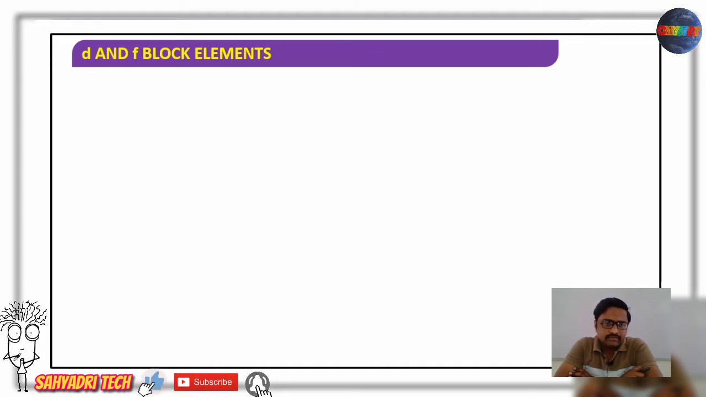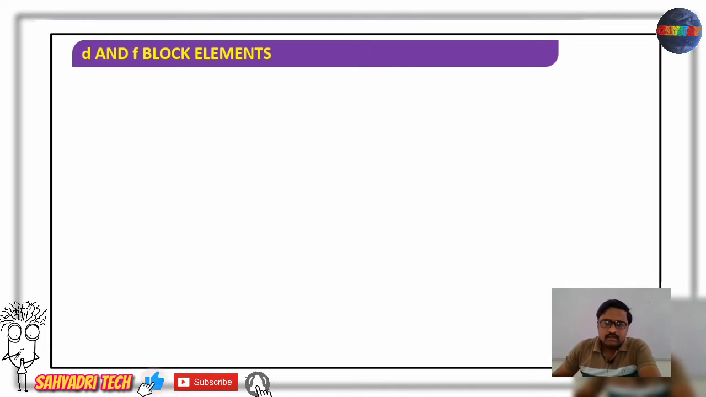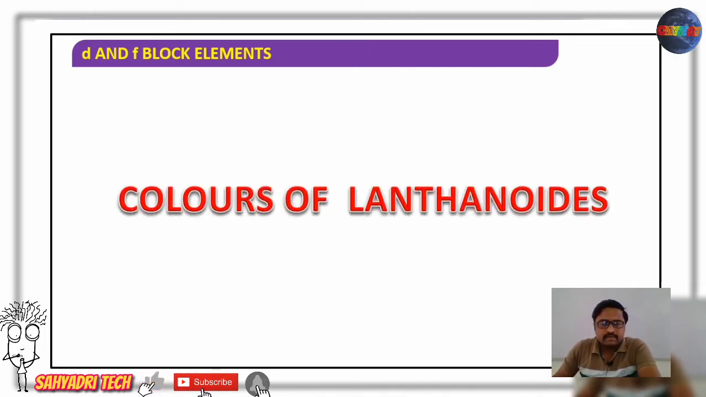In the last session we completed the atomic and ionic radii of lanthanides, and we also considered the oxidation states of lanthanides. Now in this session we are going to consider one more concept of the chapter, that is colors of lanthanides. While dealing with the d block elements, we considered the colors of transition elements.